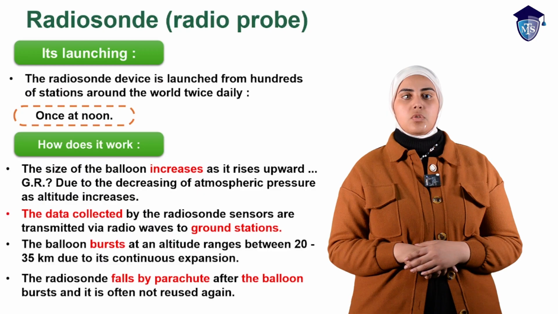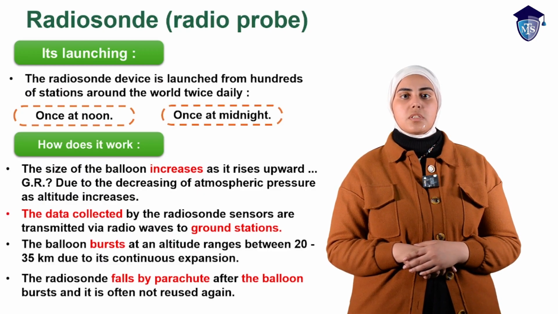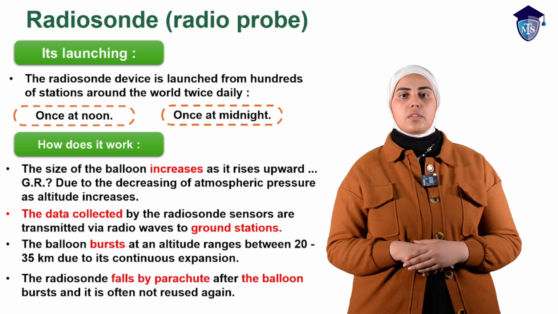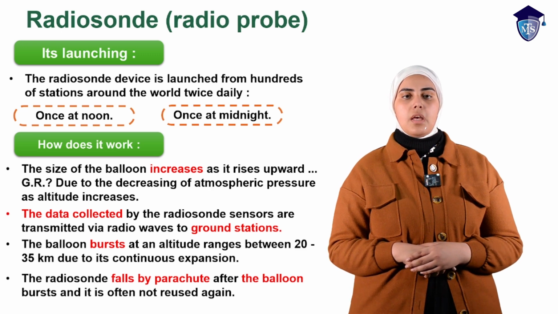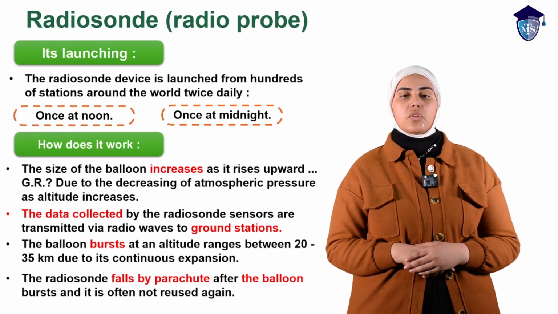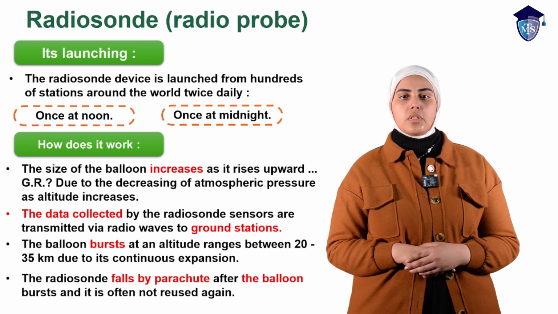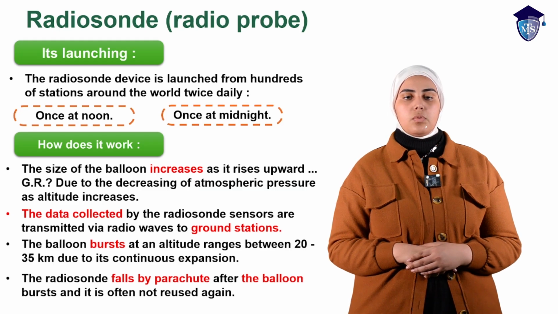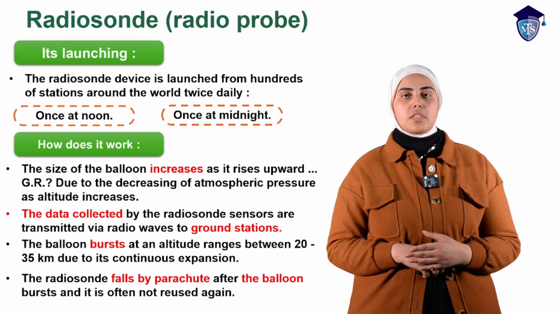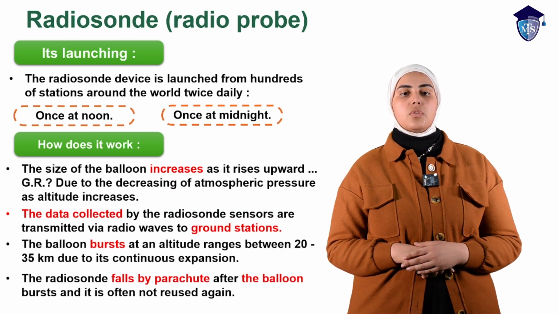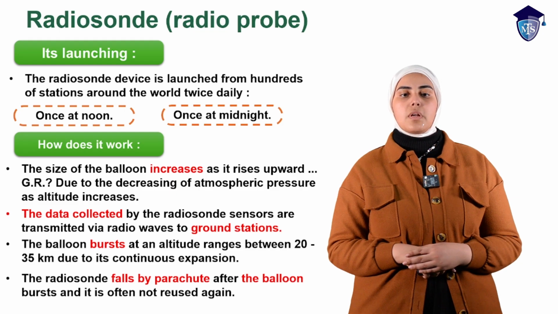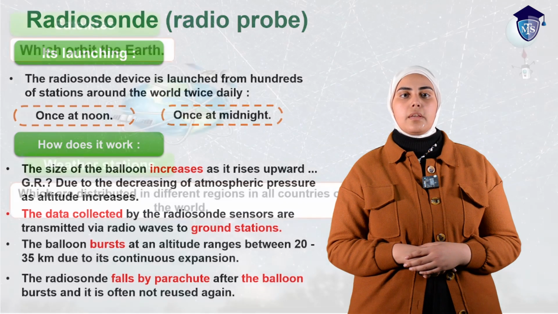Its launching: the radio sound device is launched from hundreds of stations around the world twice daily, once at noon and once at midnight. How does it work? The size of the balloon increases as it rises upward due to the decreasing of atmospheric pressure as altitude increases. The data collected by the radio sound sensor are transmitted by radio waves to ground stations. The balloon passes at an altitude range between 20 to 35 km due to its continuous expansion. The radio sound falls by parachute after the balloon bursts, and it's often not reused again.